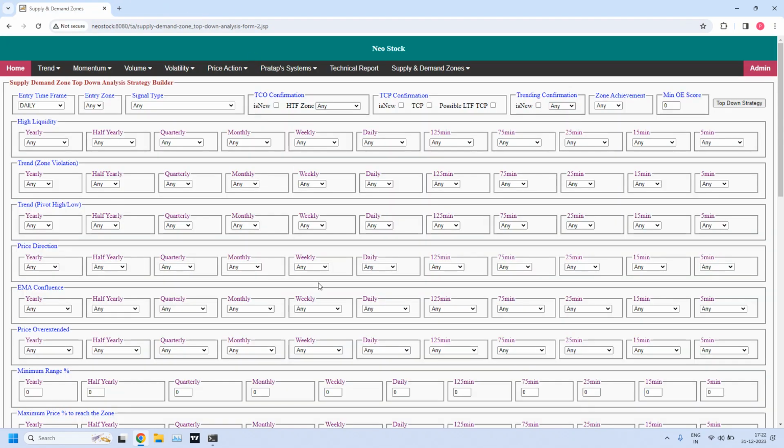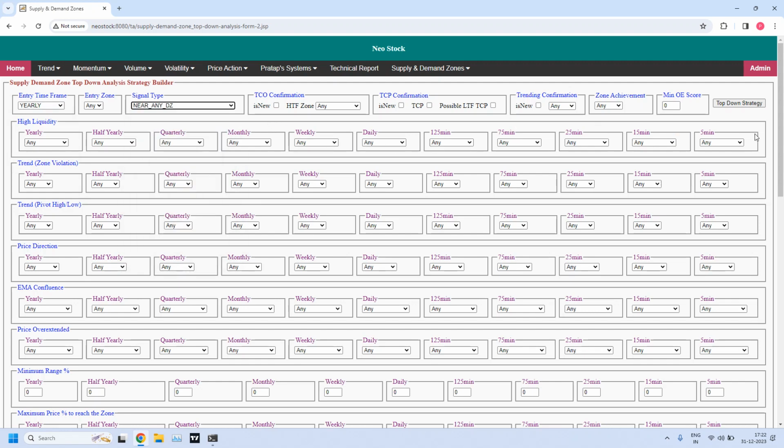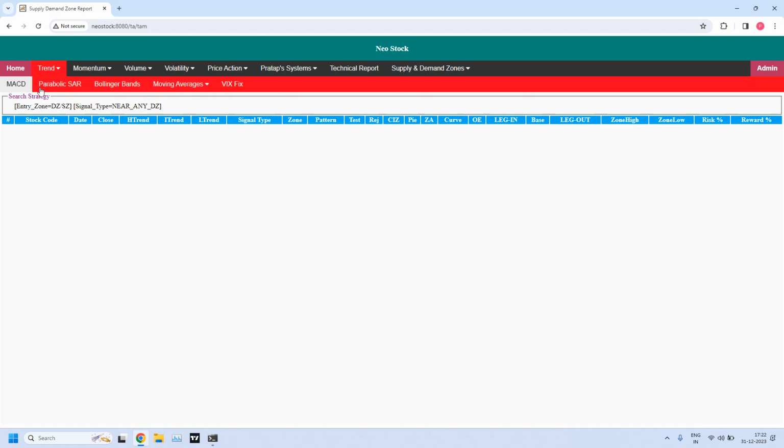Okay, now let us generate the zones for all the time frames starting from yearly. For yearly time frame, let us find the stocks near yearly demand zone. So nothing is there.